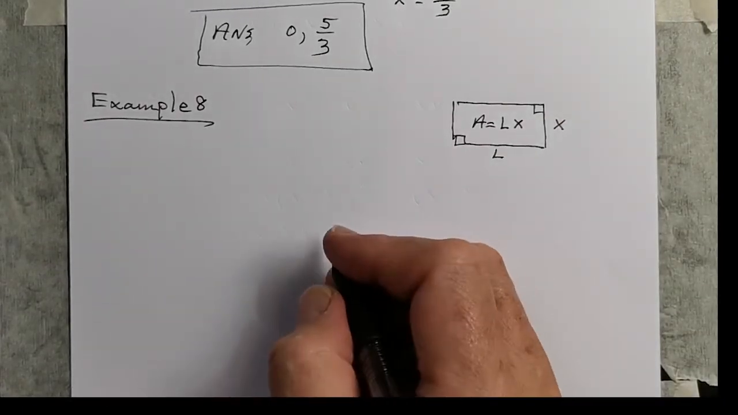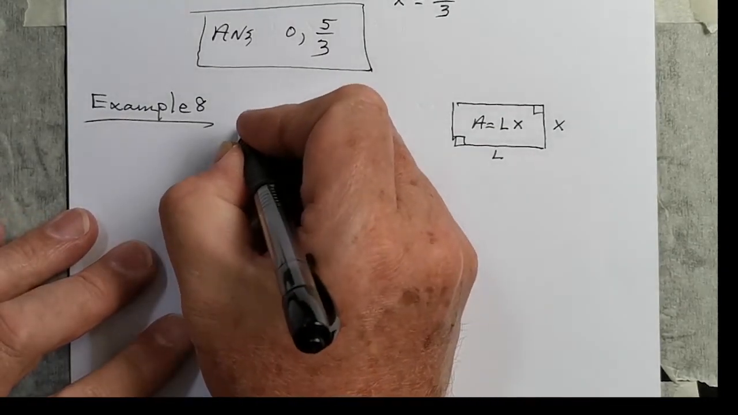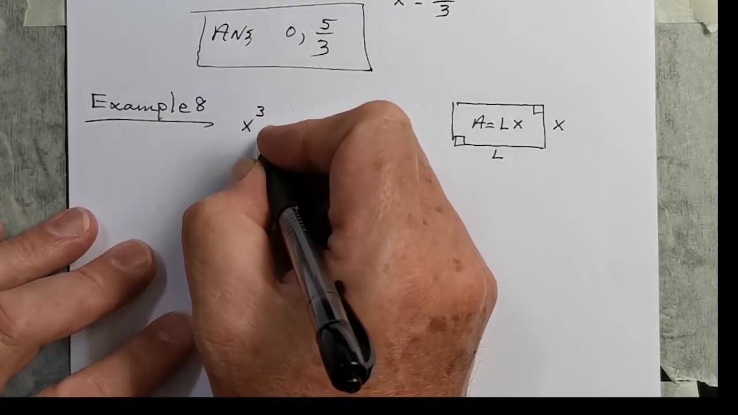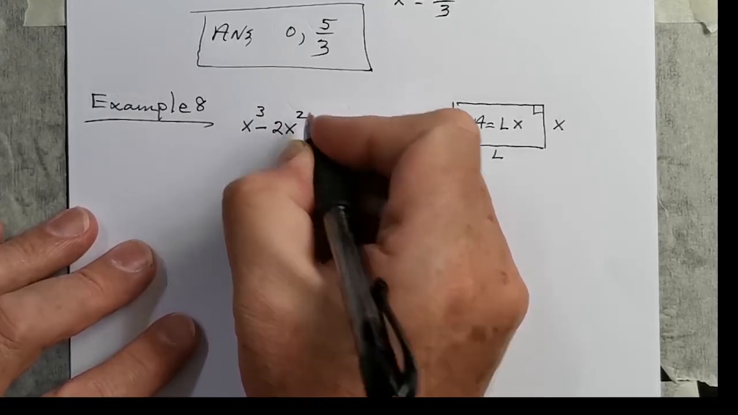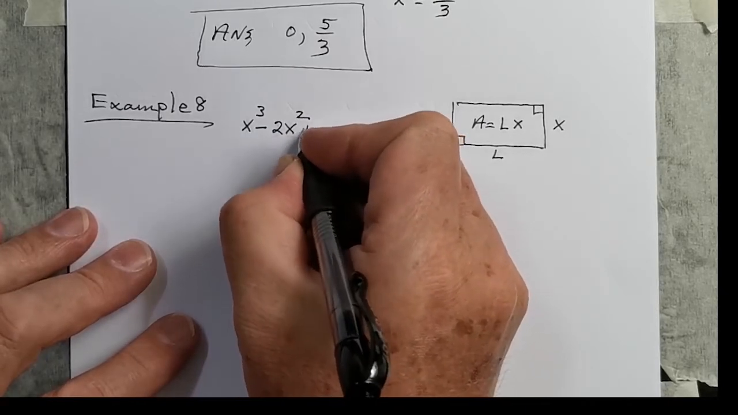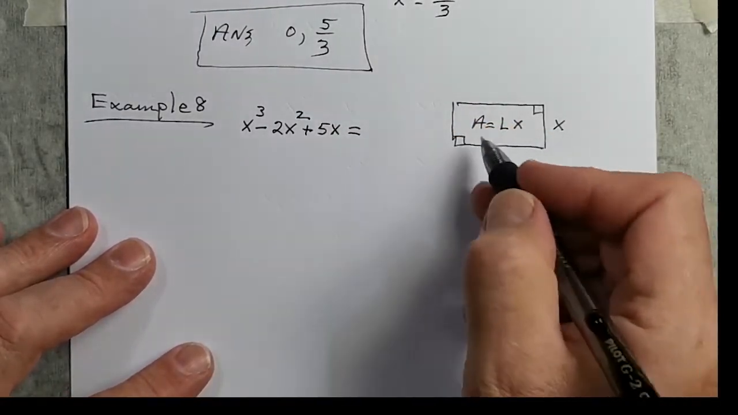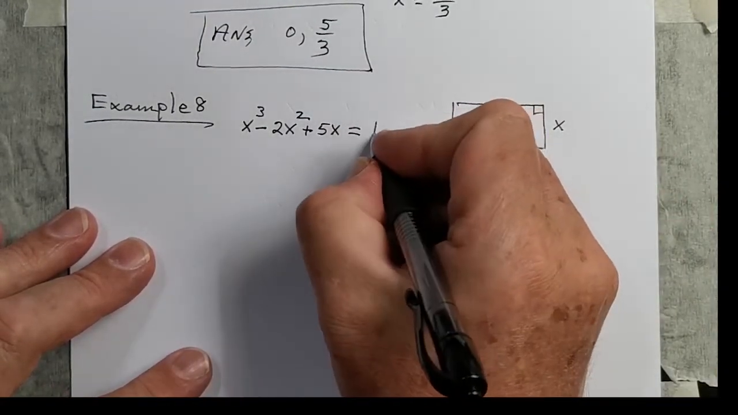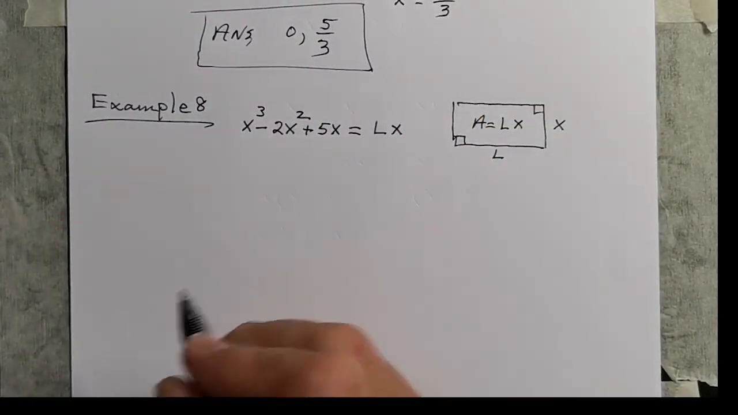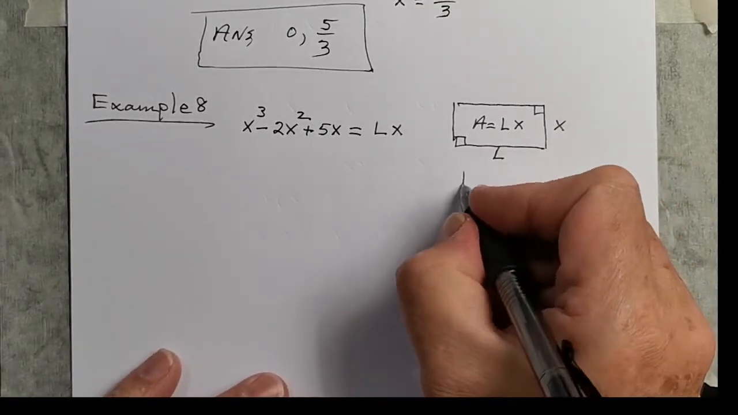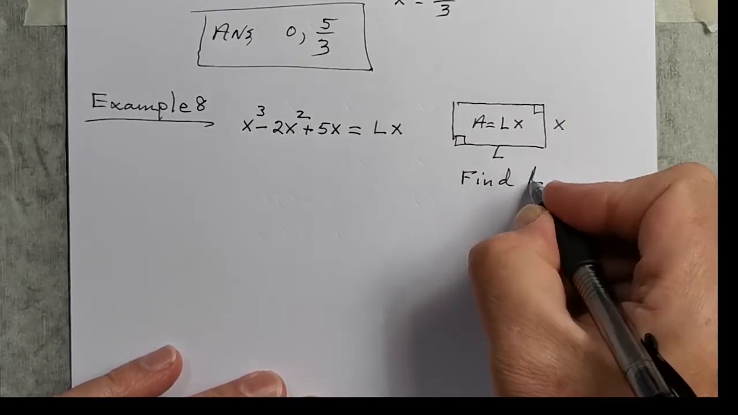Now, it so happens that in this problem, they told us that the area is x cubed minus 2x squared plus 5x. And this, of course, is equal to our length times our width, L times x. And the question is, solve for L. Find L. What is L?